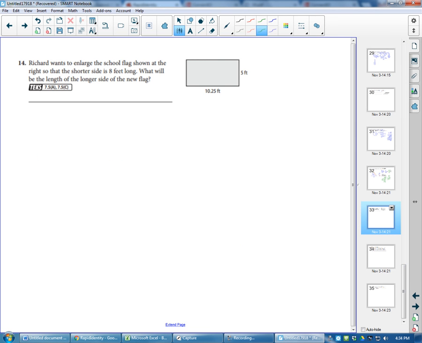The problem wants to enlarge the flag so the shorter side is 8 feet long. So we need a second picture. The short side, this one on the right. We want to know what's this length. It's 5. So is this another proportion question? It says 5, not 8. Look. We want the new short side to be 8. Oh. Okay.